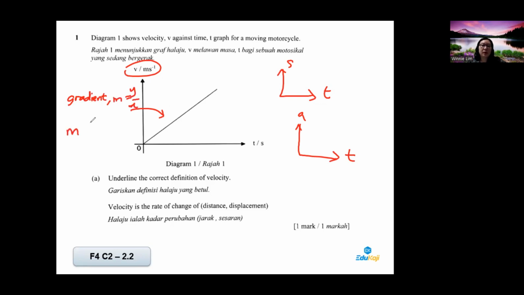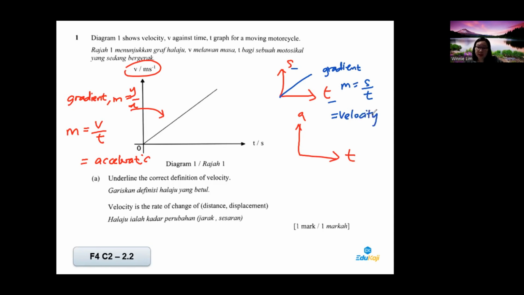In this context, velocity time graph, gradient is velocity divided by time, and velocity divided by time is what? Acceleration. But let's say this graph is actually a displacement time graph. They also have a line gradient. So how do you link the gradient now? Gradient is now displacement over time, and displacement over time is velocity. So you must be very careful with the y-axis.